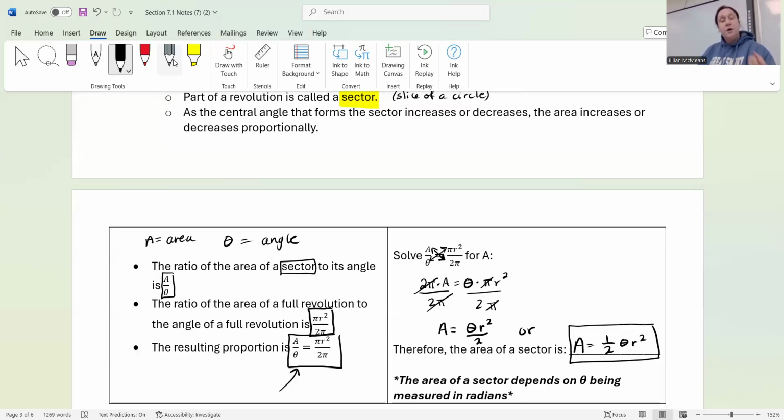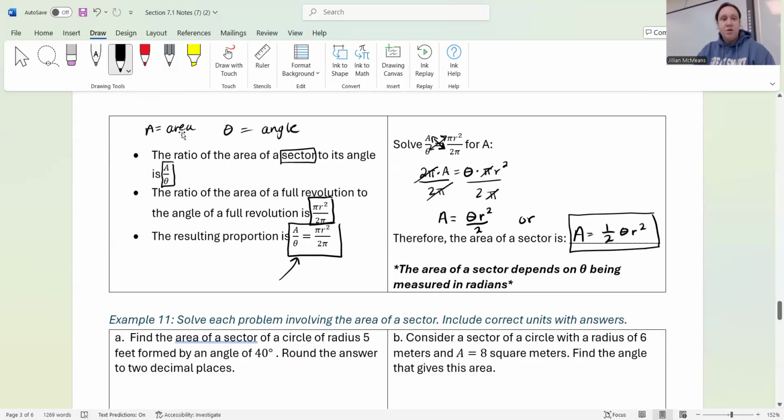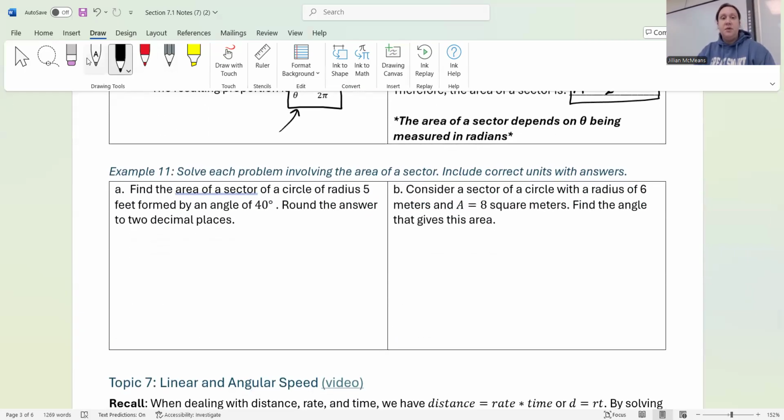Okay. So if you're given a measure of an angle in degrees, you must convert it to radians first. So we have now derived this formula for the area of a sector. So now let's use it. Example 11 says: solve each problem involving the area of a sector, and include correct units with your answer.